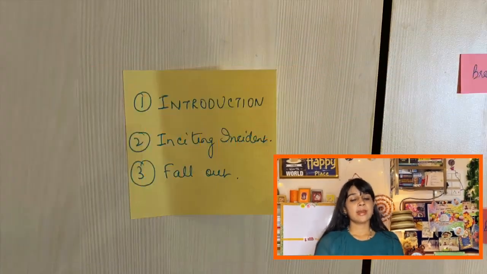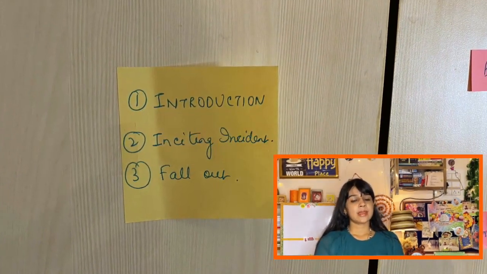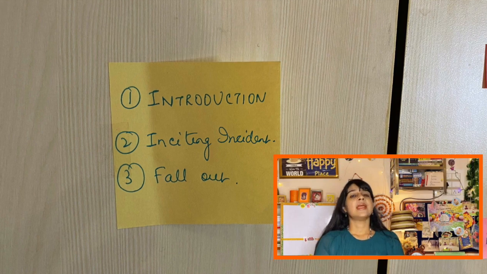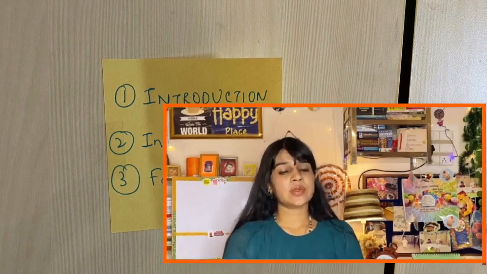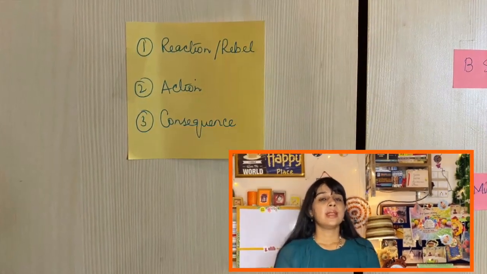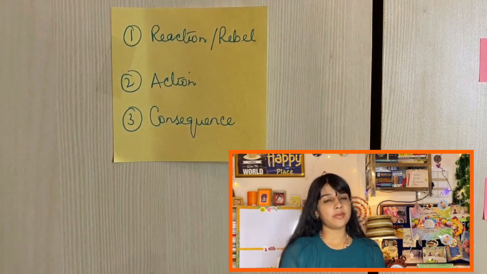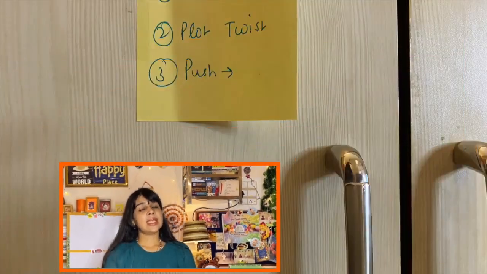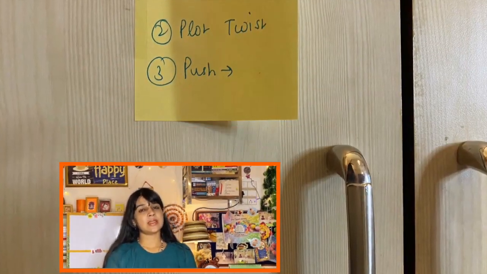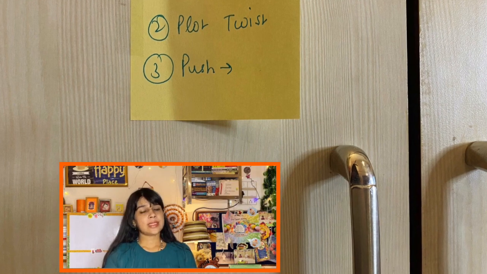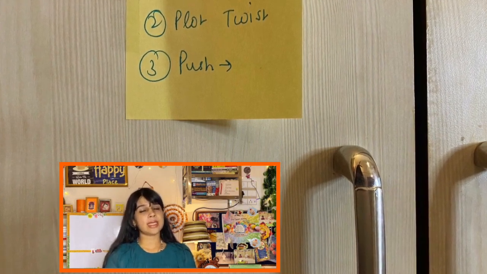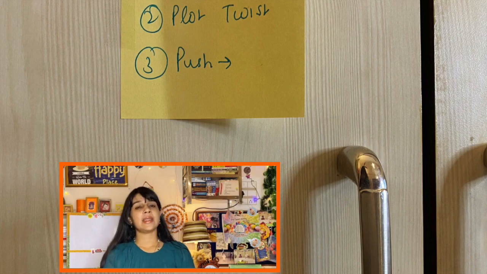So the first act is the setup act. It includes 9 points. The first set of 3 is the introduction, inciting incident, fallout. Then the next set of 3 is reaction or rebel. Then there should be some action, and that leads to a kind of result or consequence. Then the last 3 set in act 1 is the pressure. There's a twist in the plot, that is the catalyst or the inciting incident, and there's a push into act 2.